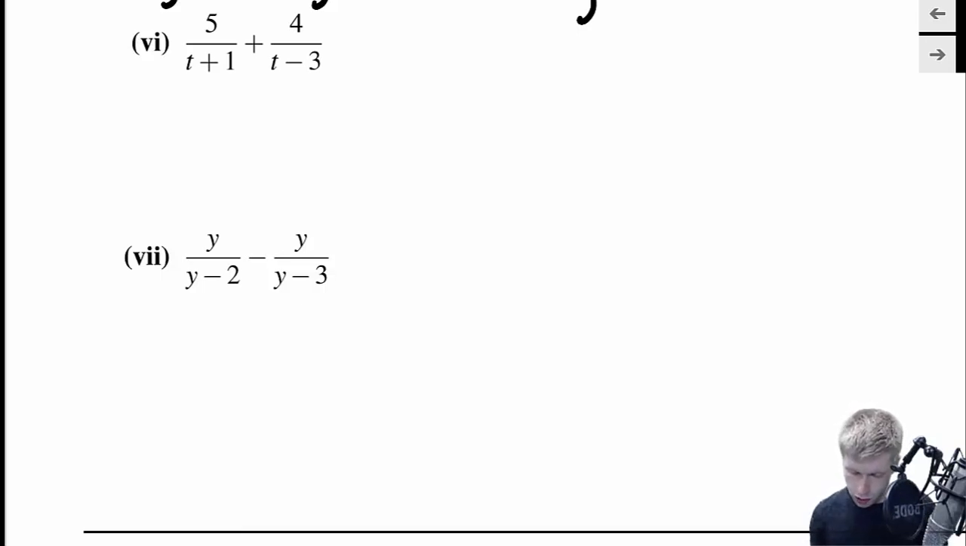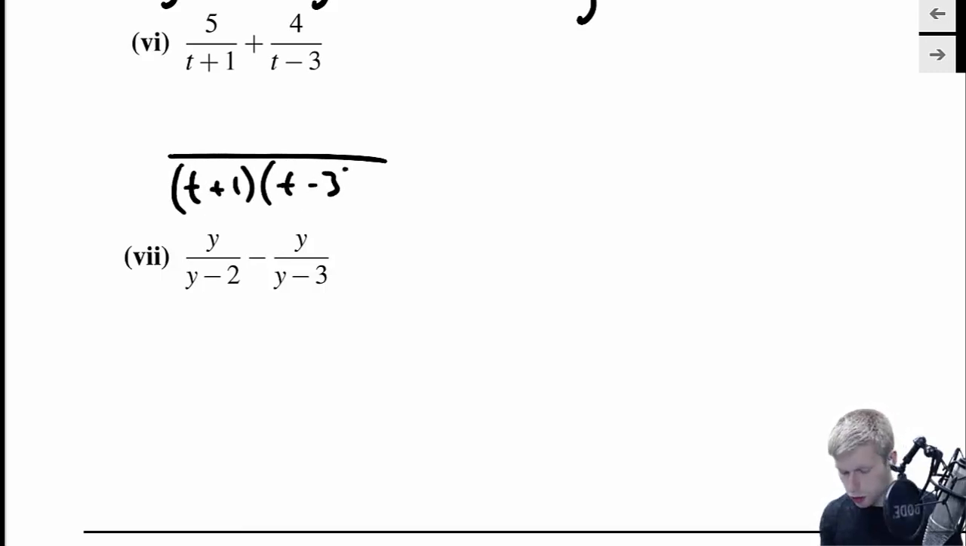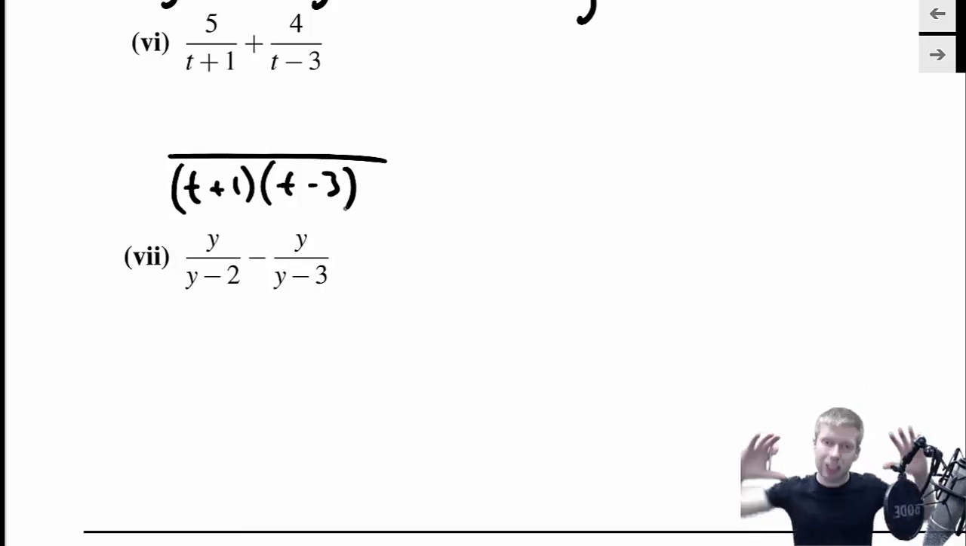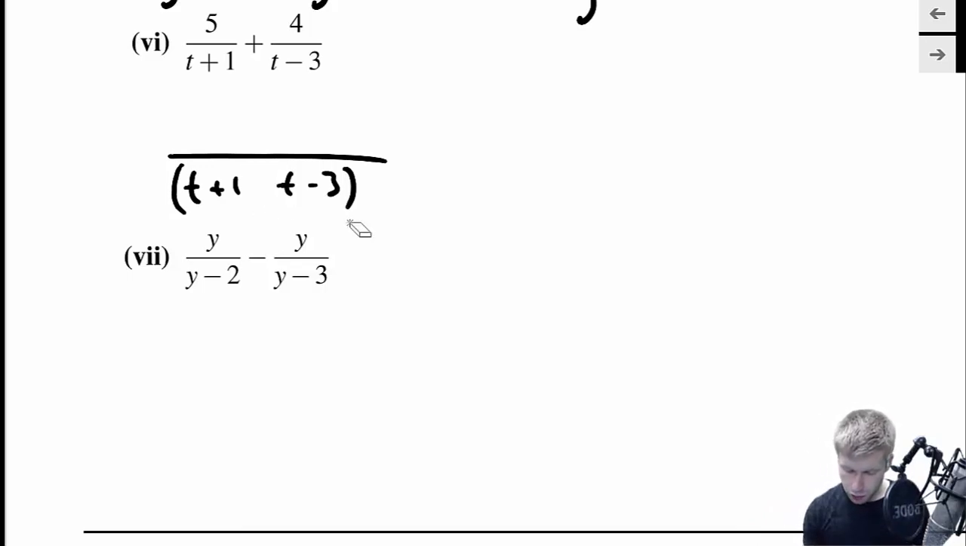Okay, so let's have a look. The easiest way to get a common denominator is just to multiply them together. So t plus 1 multiplied by t minus 3. You notice there that I've bothered to put the brackets in because I need to make sure that it's the entire of t plus 1 multiplied by t minus 3. If I didn't put them there, then it'd just be like the 1's multiplied by the t.